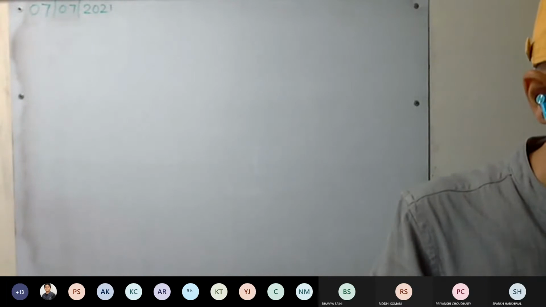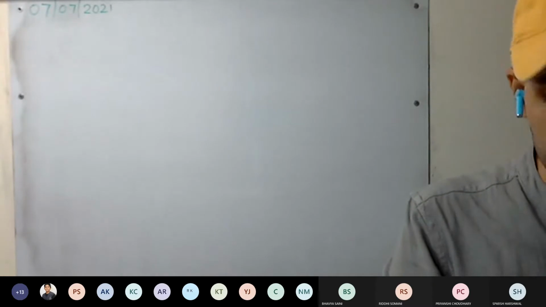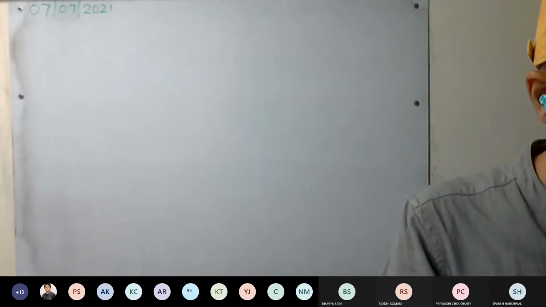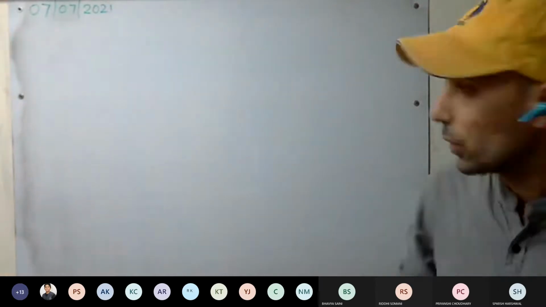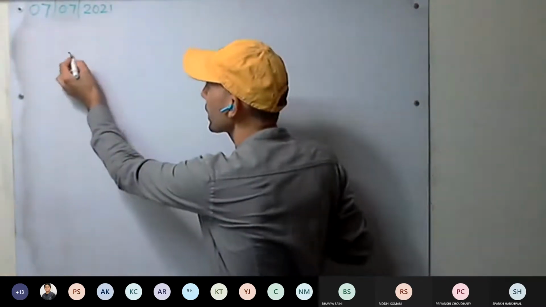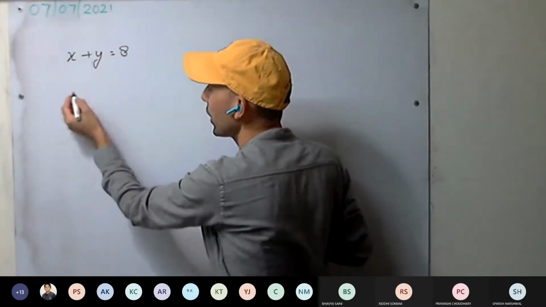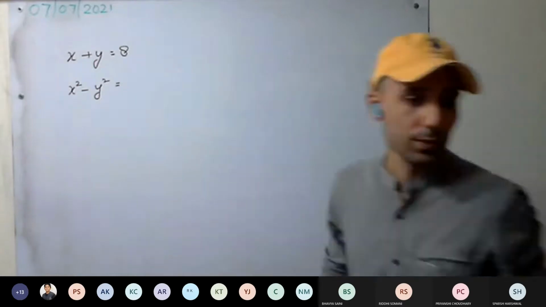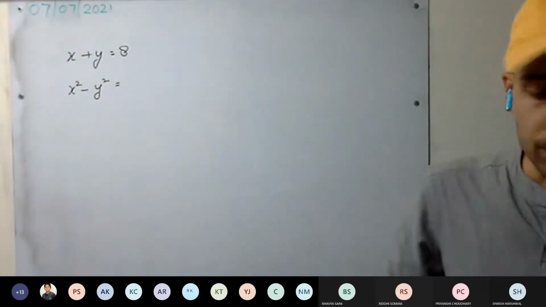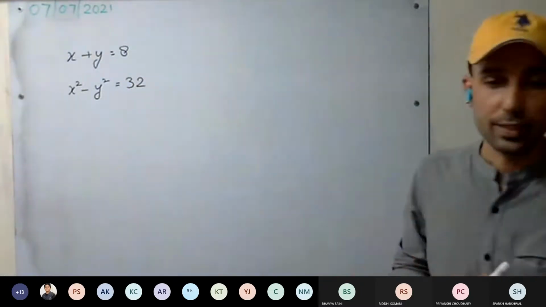Okay. Fifth one. The sum of two numbers is 8 and the difference of their squares is 32. Find the numbers. So again, two numbers are given: x plus y equals 8, and the difference of their squares, x square minus y square, equals 32. Okay. This is being given. Now solve it.